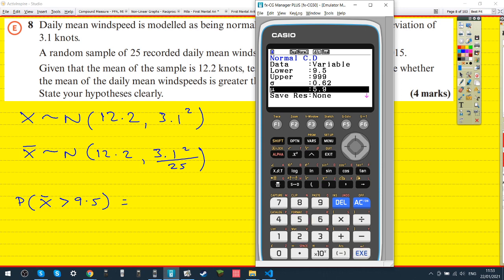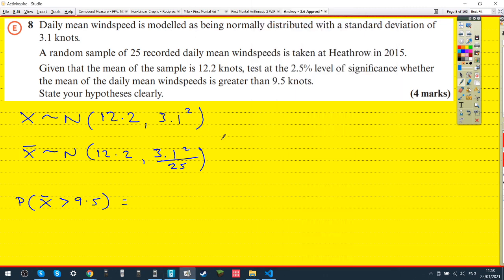And then do I do 12.2? Hold on. And I got 0.9999334. That seems wrong somehow. Let's see.